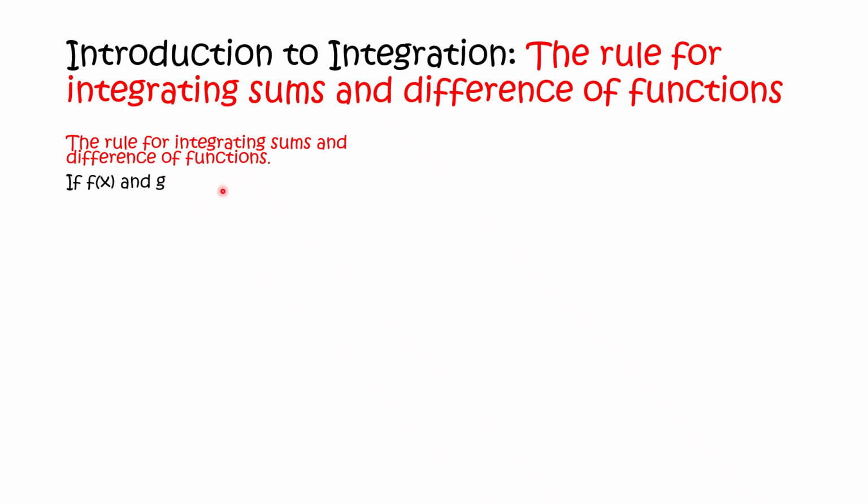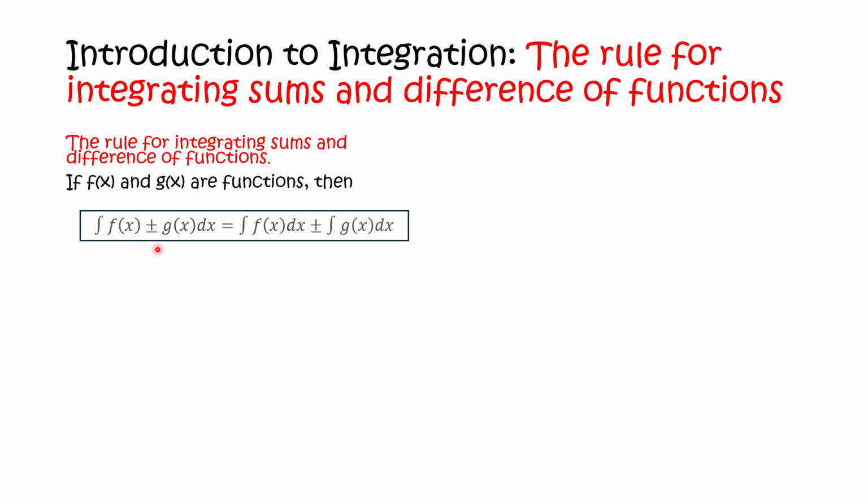In this rule, we are saying if f of x and g of x are functions, then the integral of f of x plus or minus g of x with respect to x is equal to the separated integral of f of x dx plus or minus the integral of g of x dx. That's how it goes. Now let's look at an example.